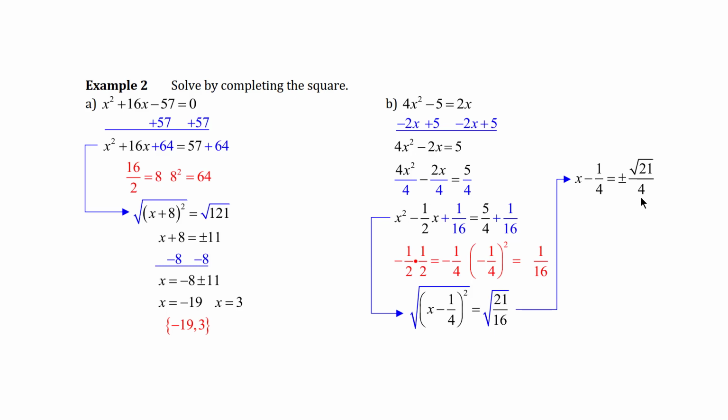The next step is adding 1 over 4 to both sides of the equation. The result is x equals 1 over 4 plus or minus the square root of 21 over 4. Now we need to write our answer in set notation, so I have a set of curly brackets, and on the inside I wrote 1 over 4 minus square root of 21 over 4, comma, 1 over 4 plus square root of 21 over 4.